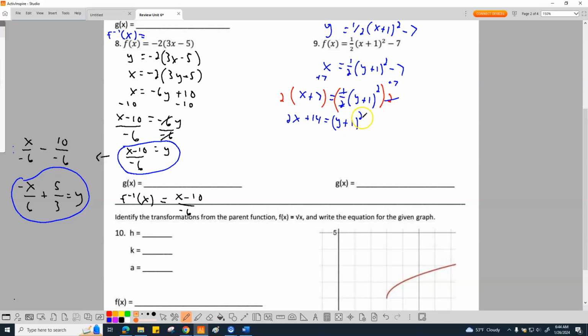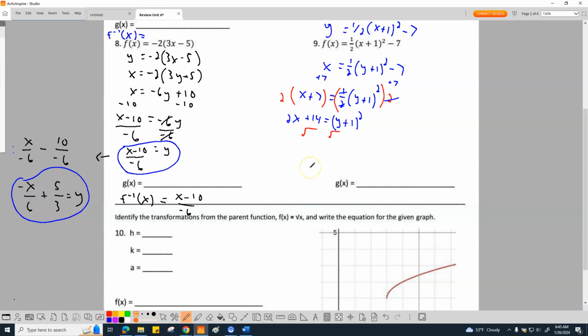What is the opposite of squaring? Square root. What is the opposite of squaring? Square root. What do we do to get rid of stuff on equations? We do the opposite. So I'm going to square root both sides. I'm going to just put it underneath like that. It's not perfect notation, but I don't want it to look too ugly to read.